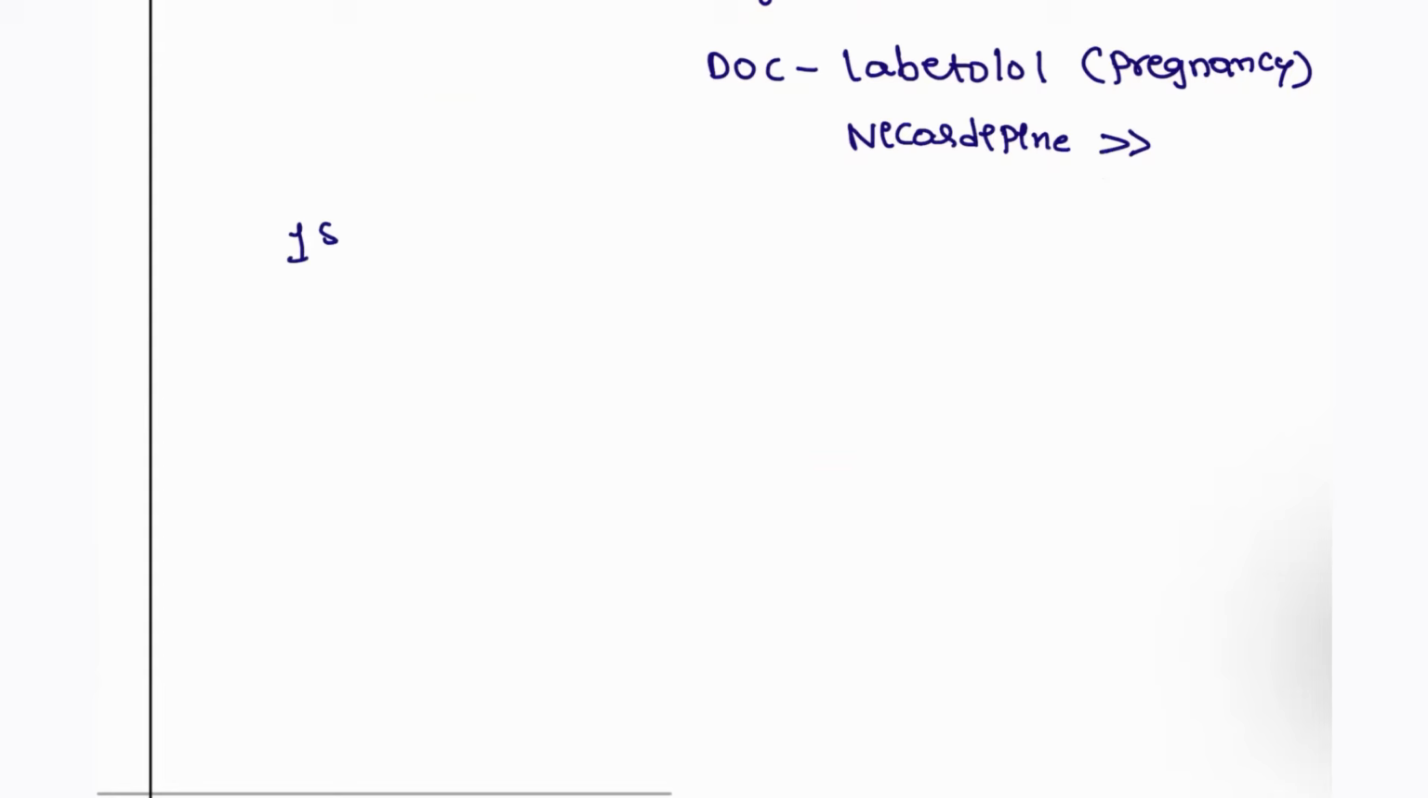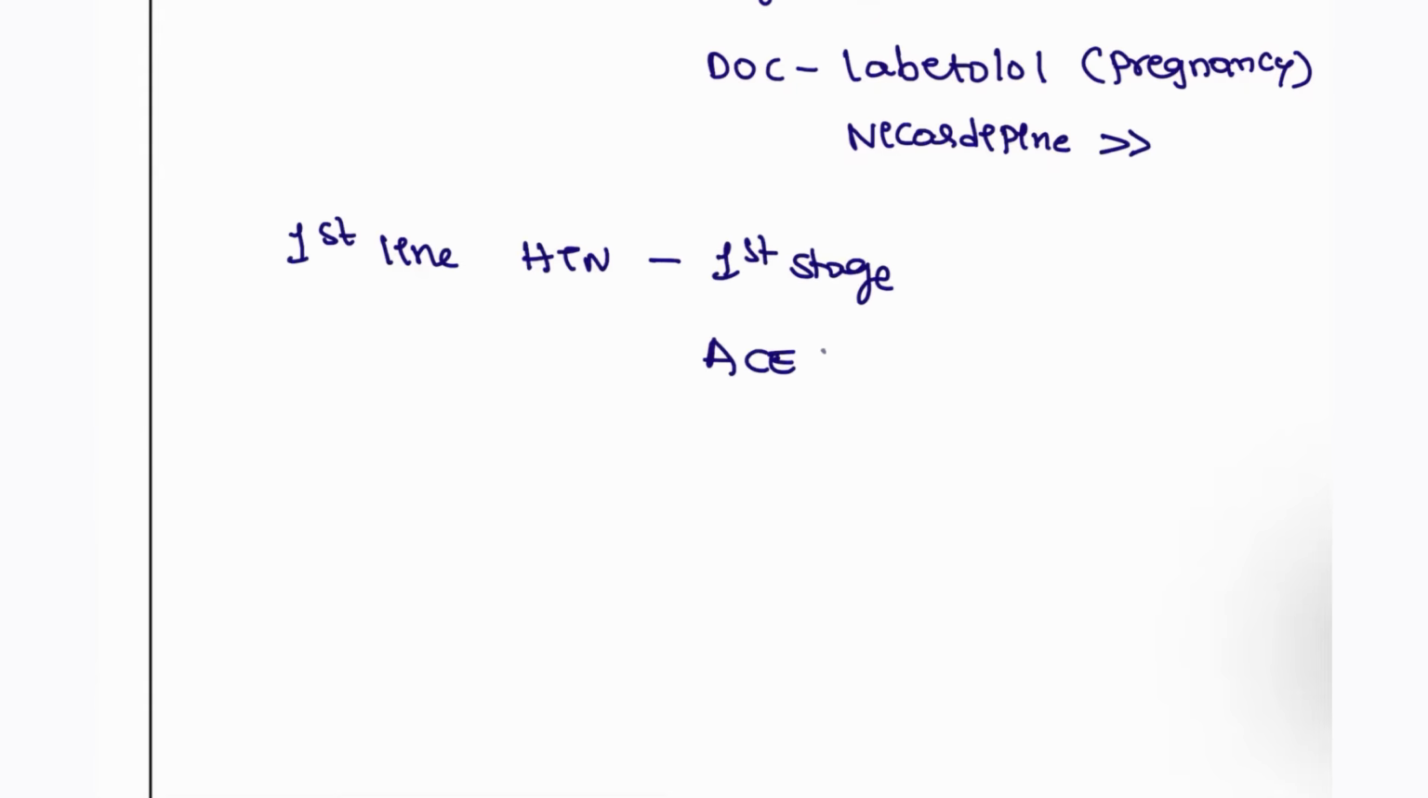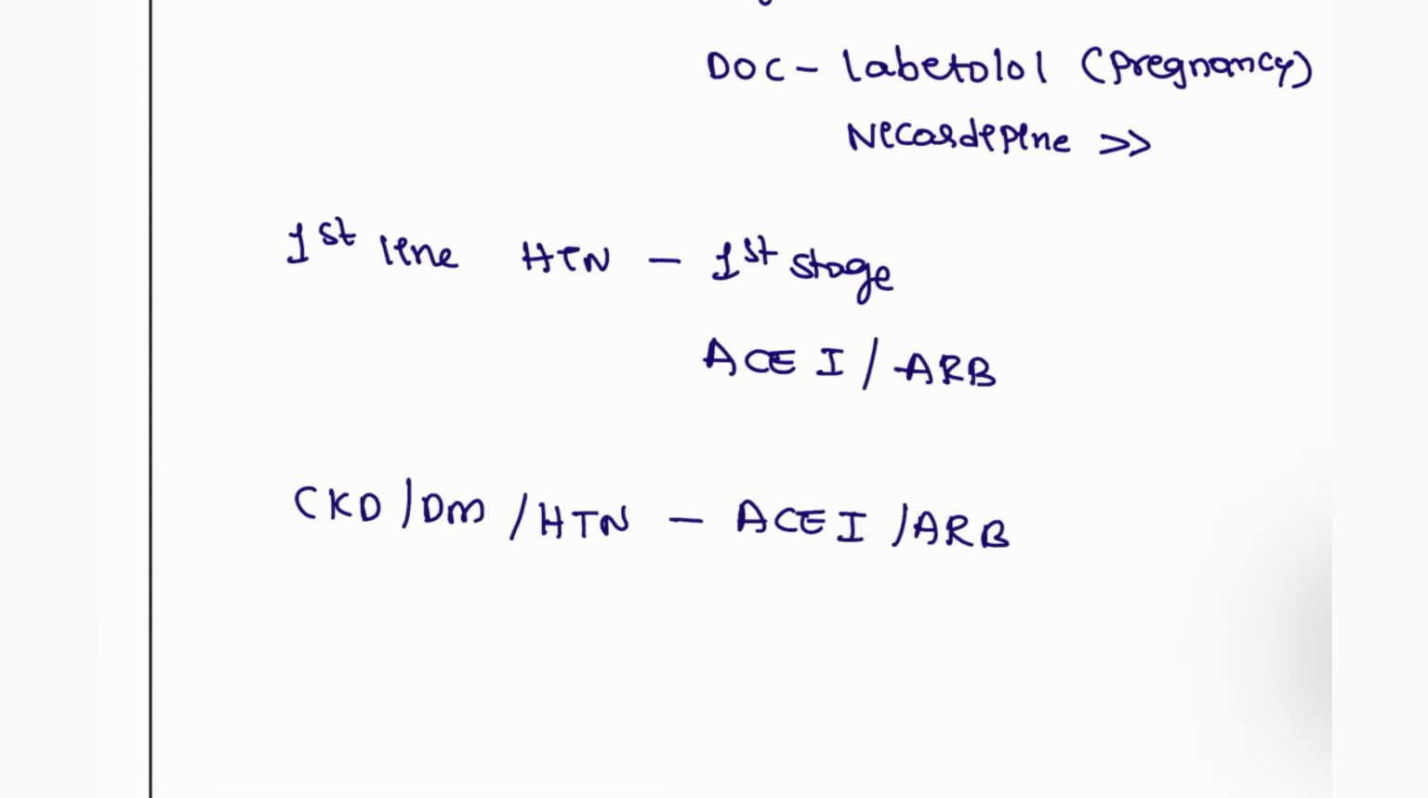Next, what is the first line therapy for patients suffering from hypertension in the first stage? Okay, for this patient, ACE inhibitors like enalapril, lisinopril, or ARB drugs like losartan, telmisartan should be given. Okay, next, those who are suffering from CKD, diabetes mellitus, or hypertension, for this patient ACE inhibitors or ARBs should be given.